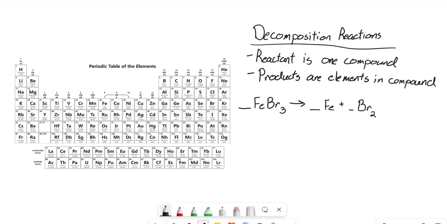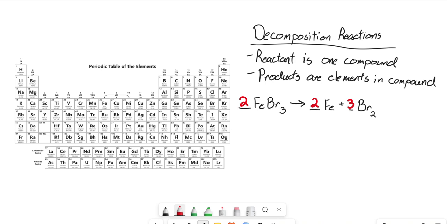Again, does this give us something that's balanced? No, but we can go back and balance it. We have 3 bromines on the left and 2 on the right. Our irons are already fixed. So what we're going to need to do first is fix our bromines. We're going to move for the least common multiple of 2 and 3 here. That will give us 6 bromines on the left and on the right. And then we'll need a 2 here for the iron to fix this thing up.